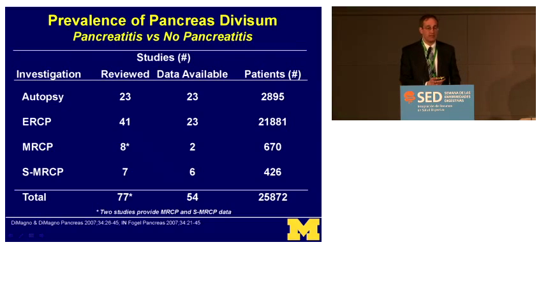Now, we examined the prevalence of pancreas divisum in pancreatitis versus no pancreatitis group by looking at 4 types of studies. On the left, autopsy, ERCP, MRCP, SMRCP studies. The second column shows the number of studies reviewed. The third column shows the number of studies for which data was available. And the fourth column shows the number of patients who were included in the analyses.